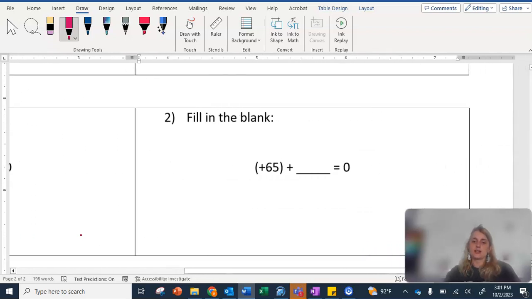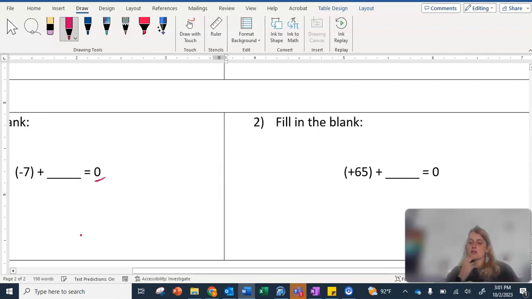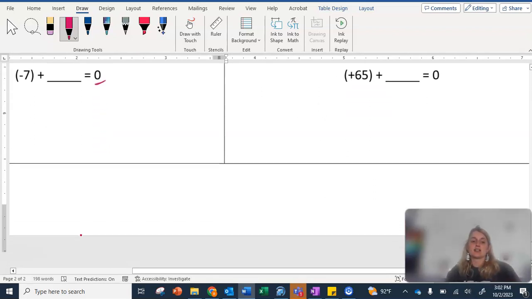Ooh, we're trying to find things that equal 0. Think about what negative 7 plus what number equals 0. What makes 7 0 pairs? What makes 65 0 pairs? And then we're done.